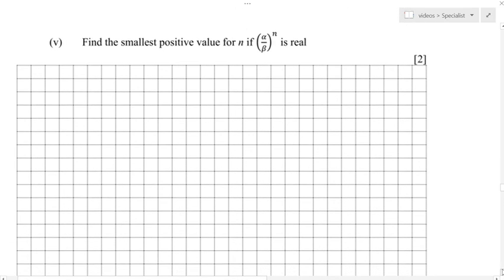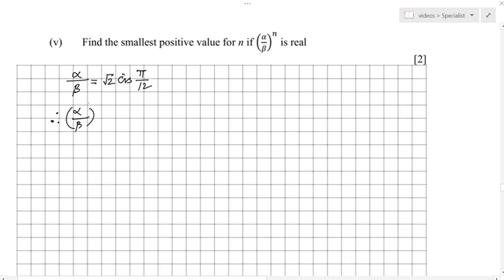Find the smallest positive value for n if alpha over beta to the power n is real. So in these kinds of questions, because it's a division and you're raising to the power n, you need it to be in polar form. So we'll use the polar form alpha over beta, which we already found in part 3 above. So alpha over beta is equal to root 2 cis pi over 12.